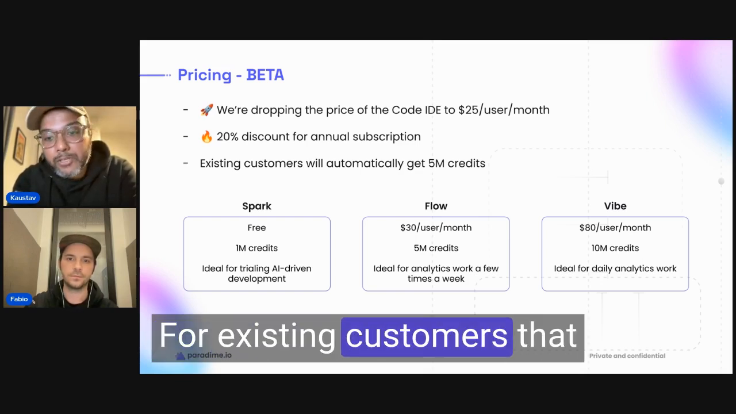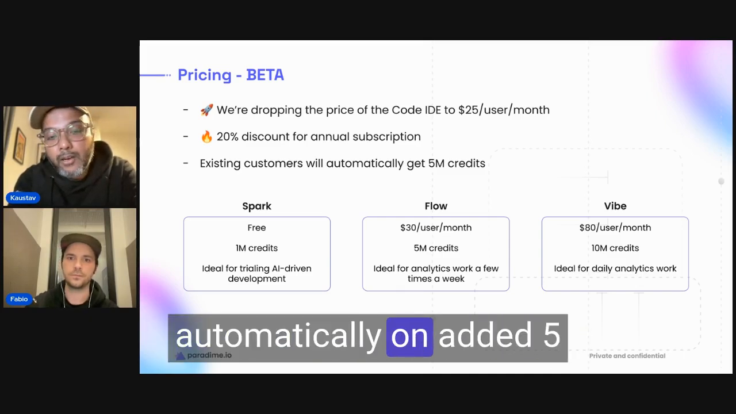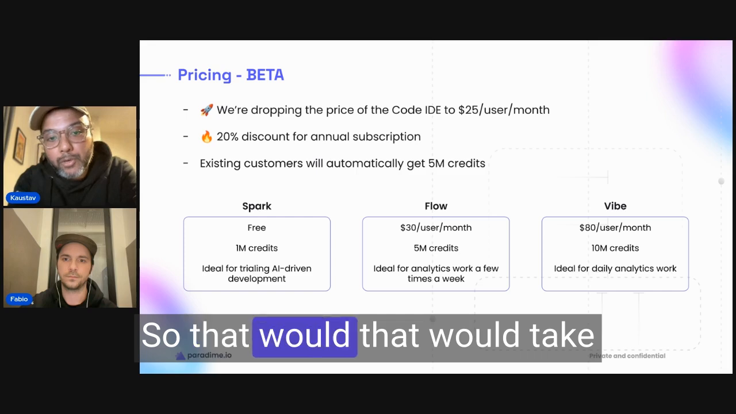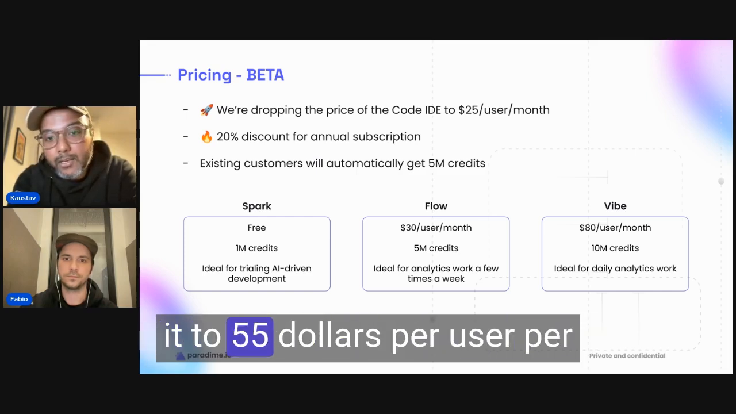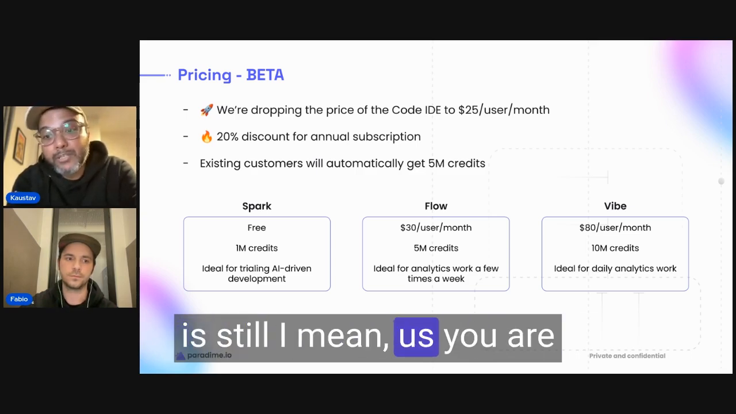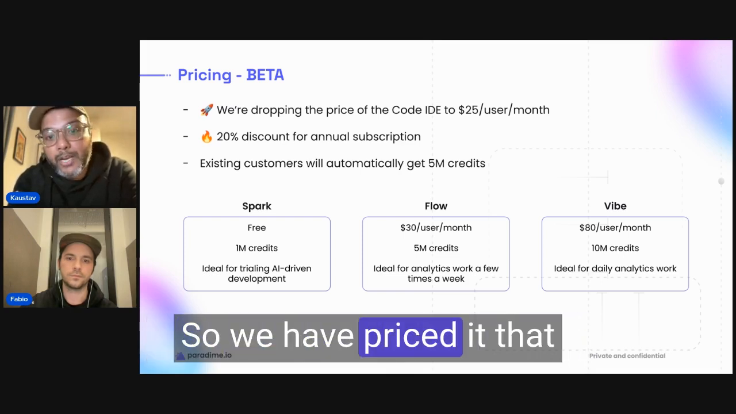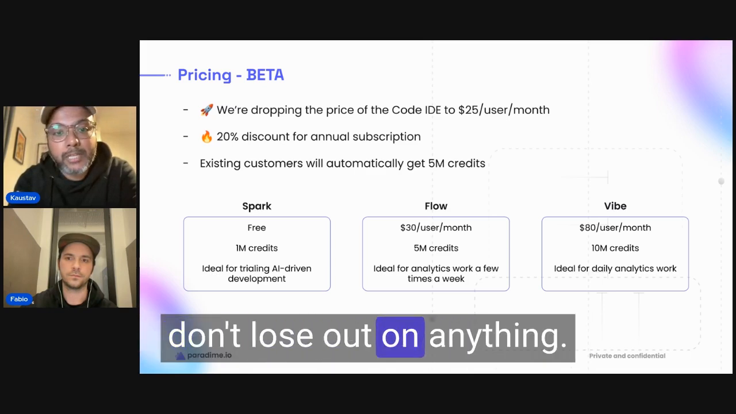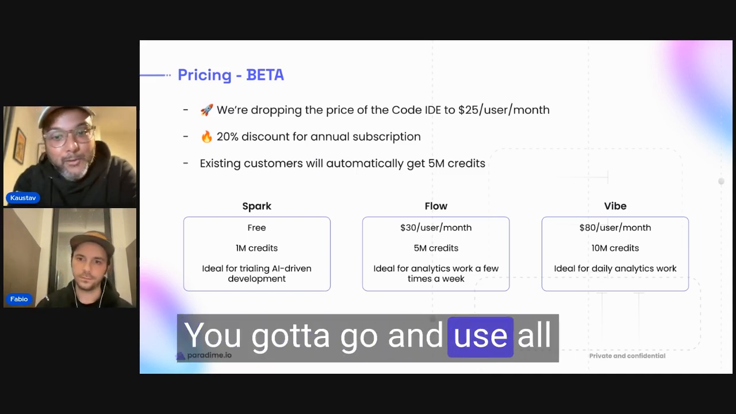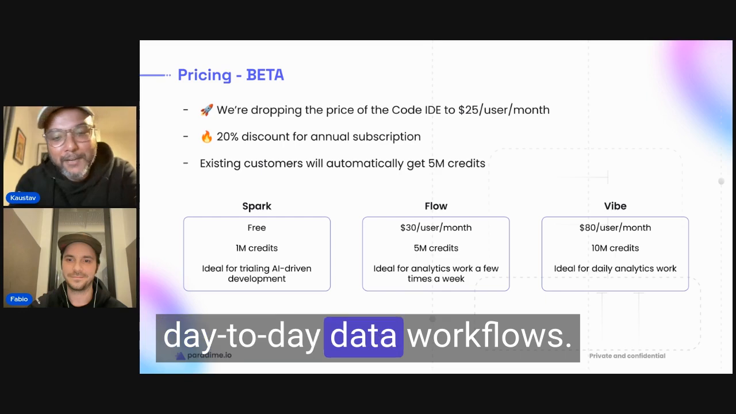For existing customers already using Paradime, 5 million credits would be added to your account automatically. That would take it to $55 per user per month, which is still, I mean, you are most likely paying much less than that already. So you are not losing out on anything. We have priced it that way so existing customers don't lose out. And as you said, vibe coding is real. We've got to go and use all those 10 million credits and make AI part of your day-to-day data workflows.